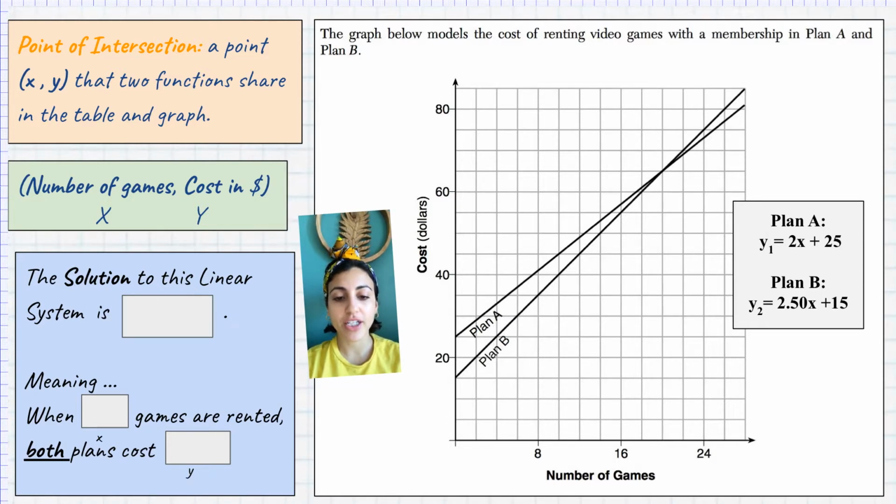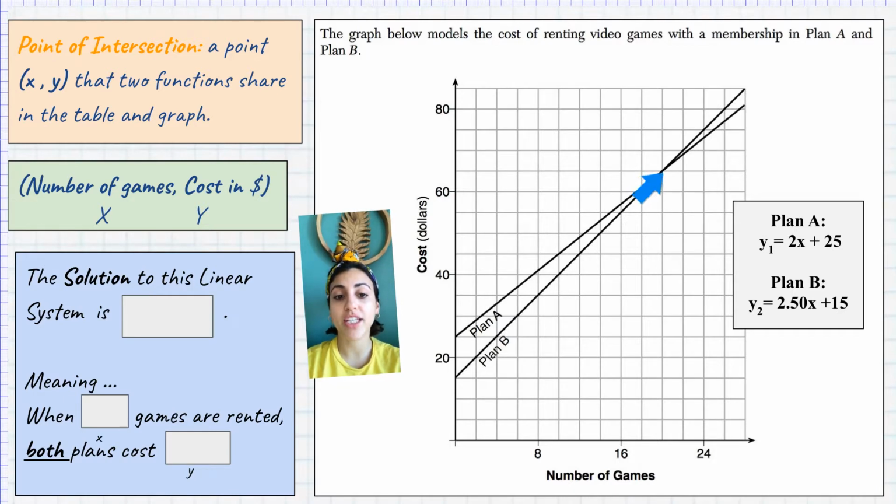So this graph right here is a linear system of equations because we have two equations that are graphed and they have a solution, which is right here, right? This is how we solve a linear system graphically. We find where they intersect, right? So the point of intersection is a point (x, y) that two functions share in the table and in the graph.